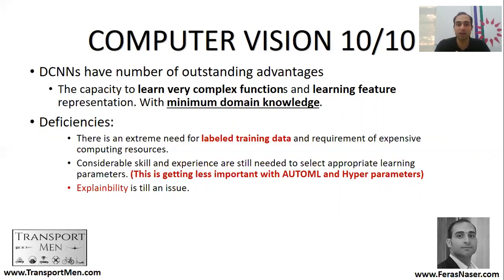The first challenge is labeled training data. You really need a lot of labeled training data. The second aspect is that you need considerable skill and experience for the person to be able to apply these models. However, this is getting less important because of automated machine learning, or AutoML, and hyperparameter tuning. And there is a third issue, which is about explainability.